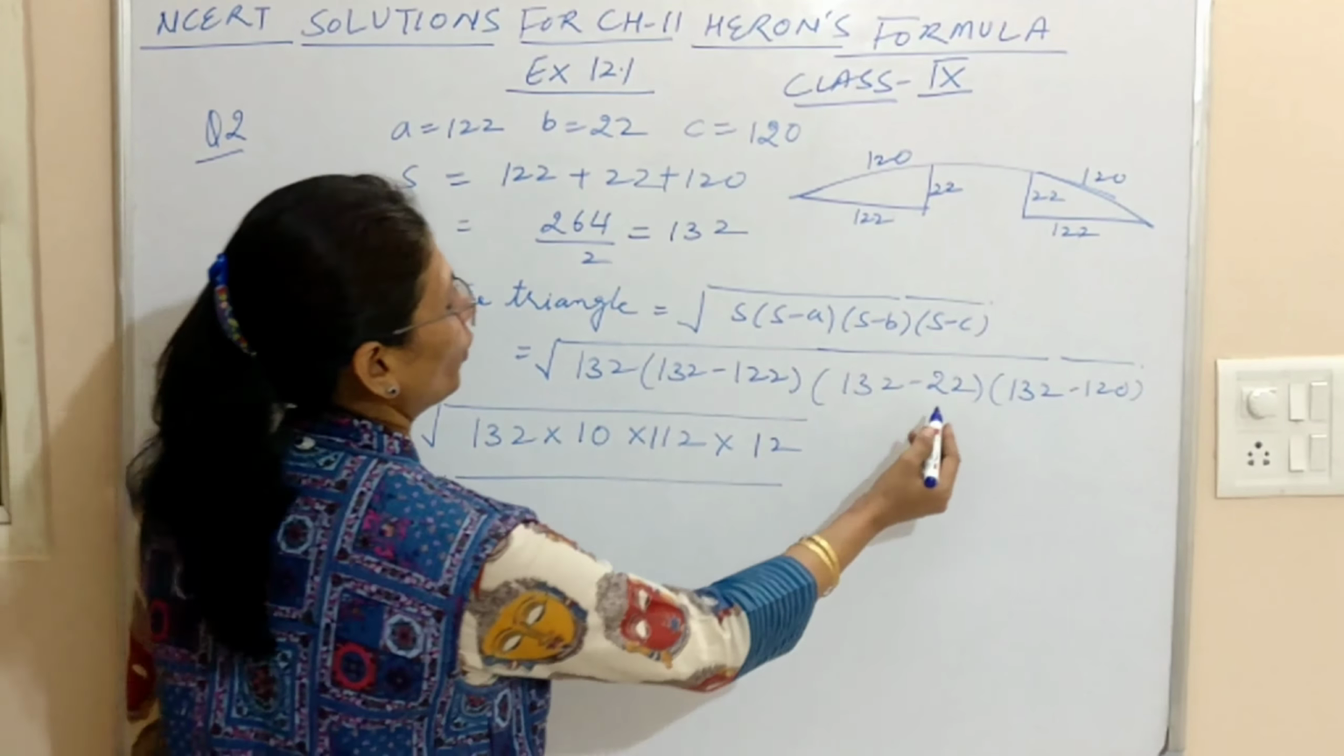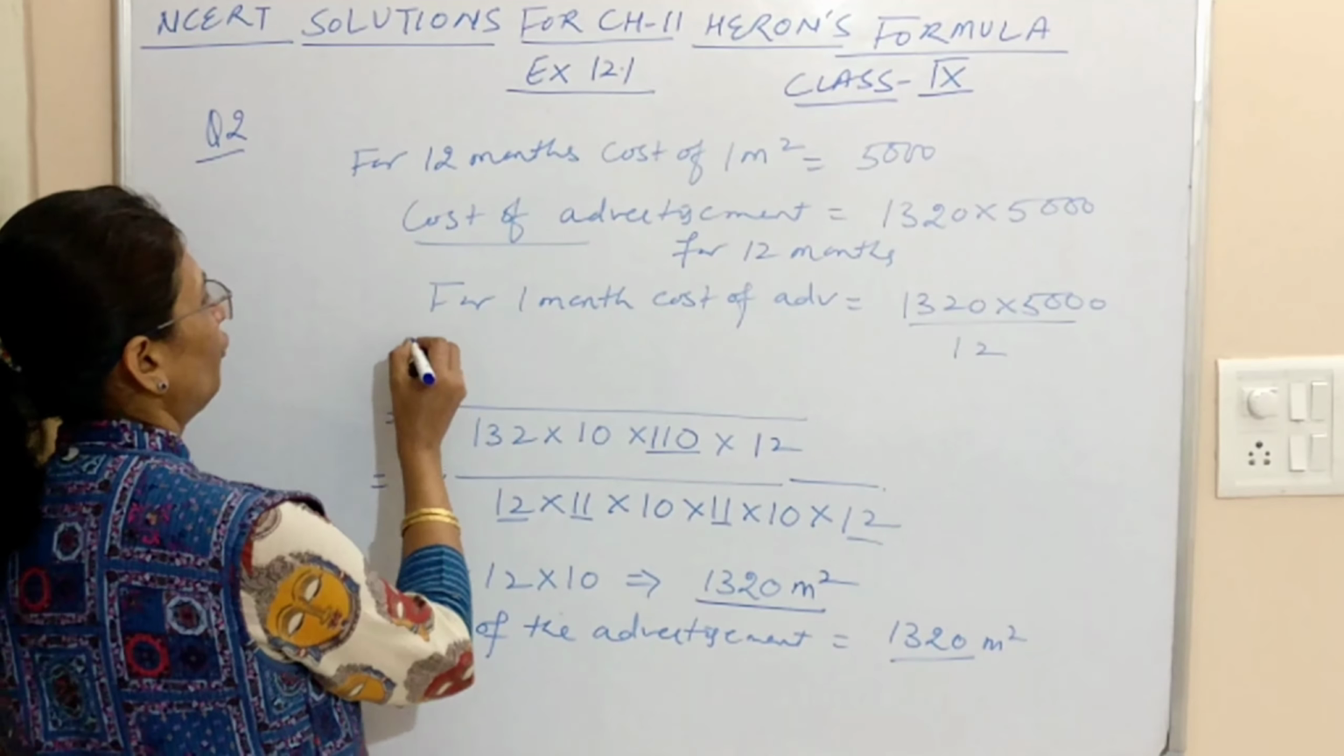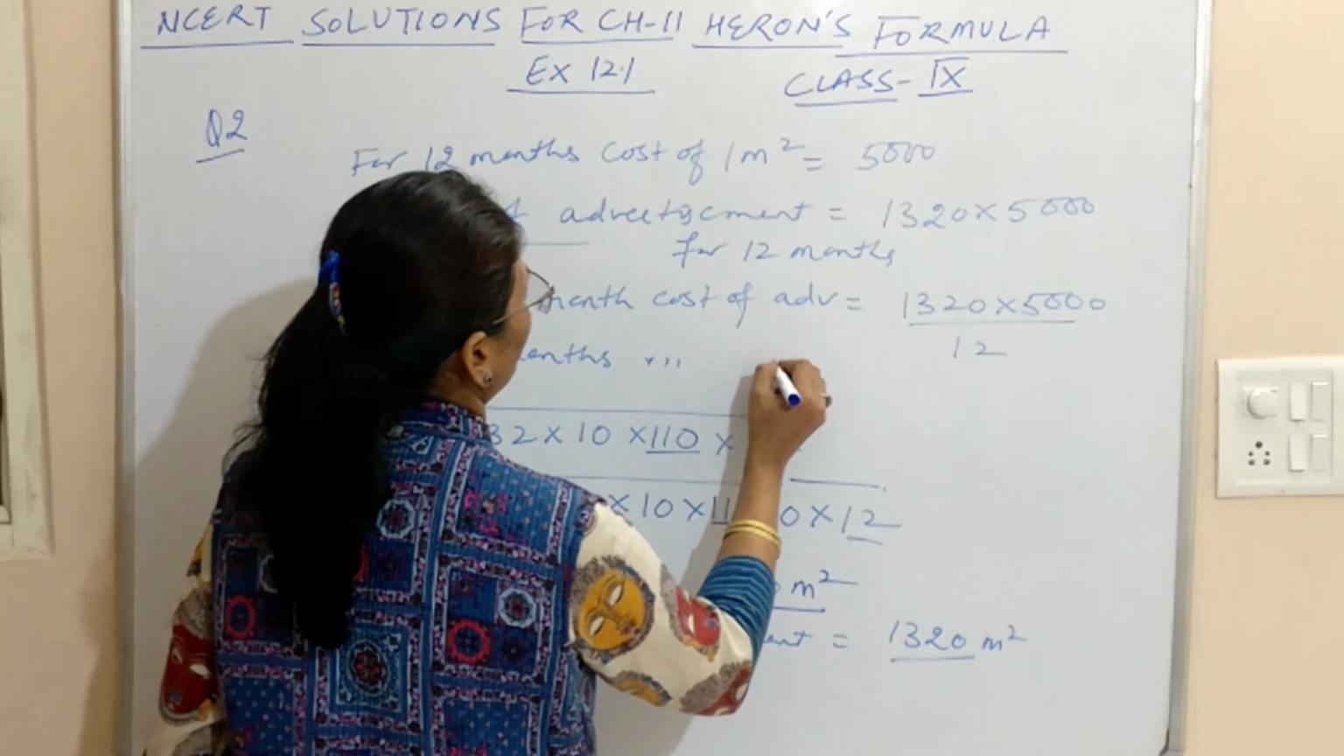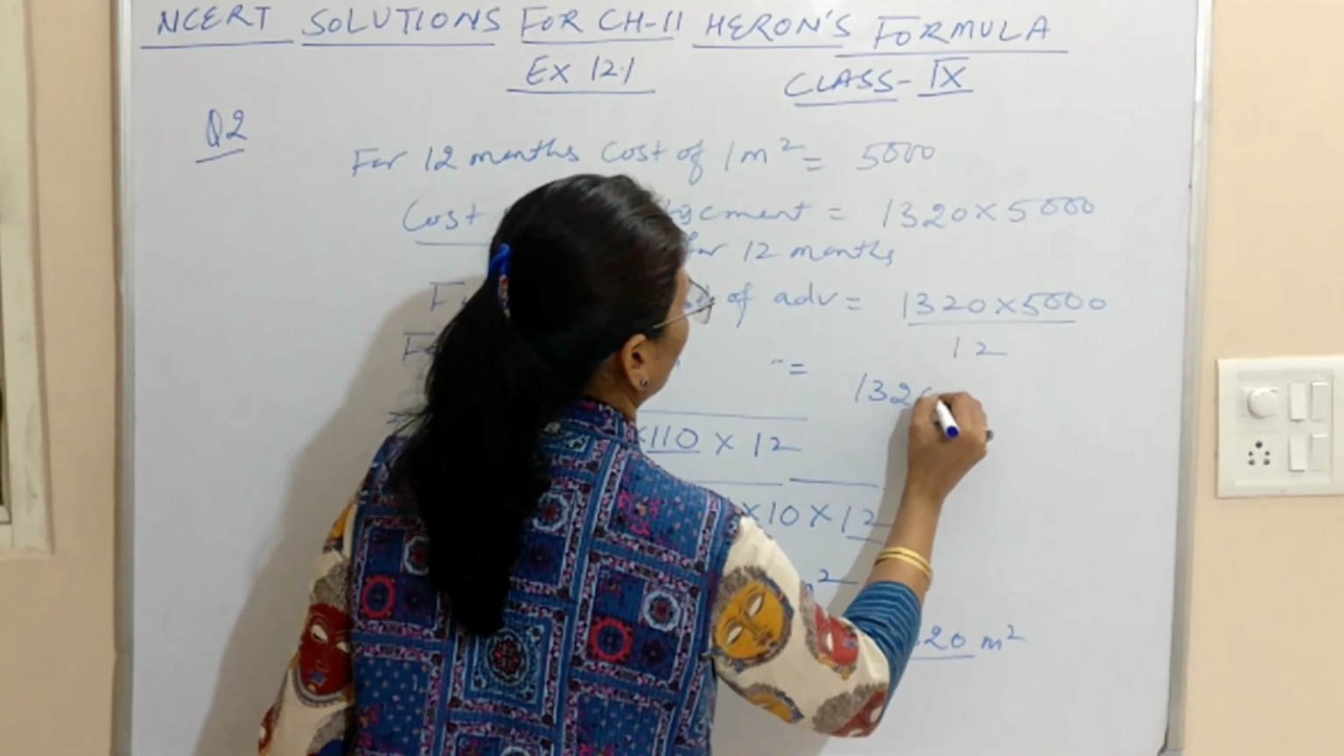तो अब इसको हम निकालेंगे for 1 month. This is for 12 months. So we'll find out for 1 month. For 1 month, cost will be, we'll divide it by 12. Okay. So for 1 month, we have found the cost. This is going to cost us for 1 month. Now we have to find it for 3 months. So for 3 months, cost of advertisement will be, we'll multiply by 3.